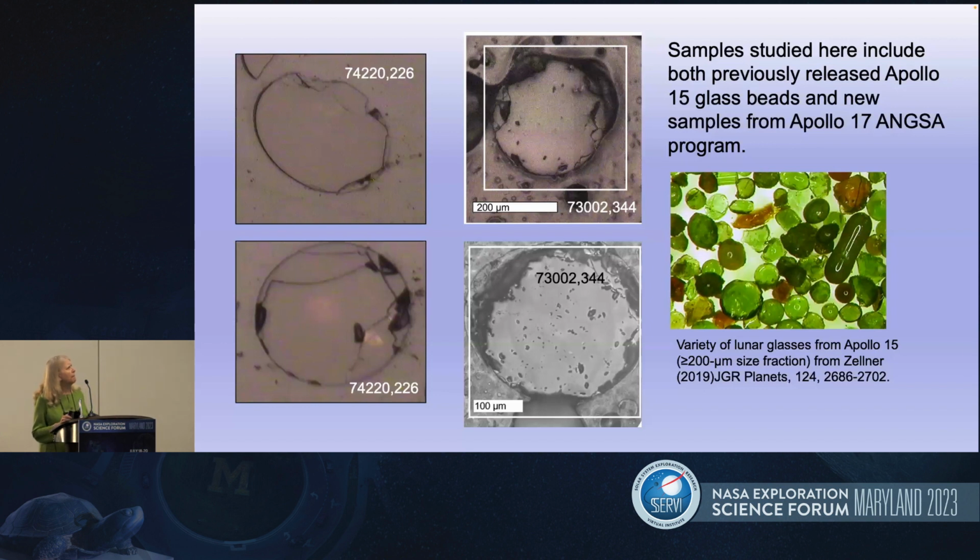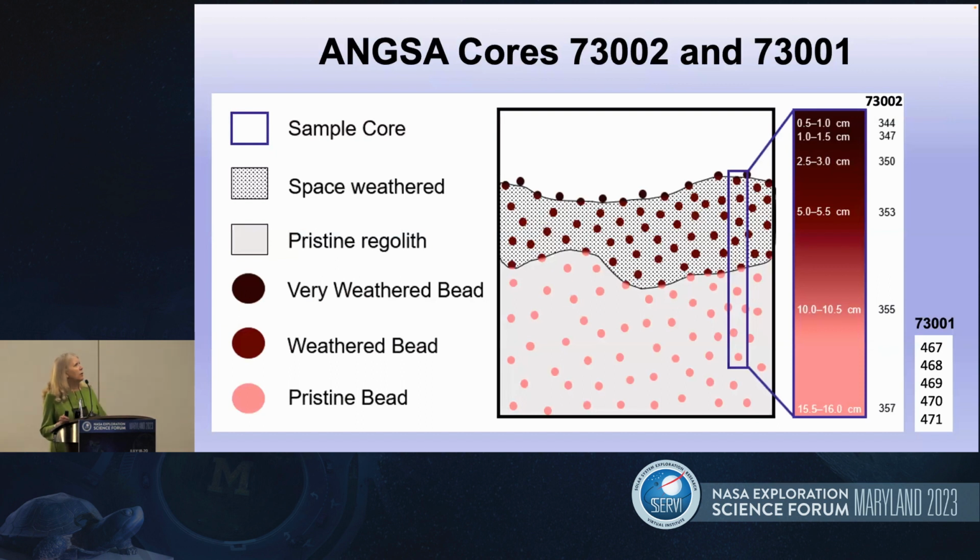So here are some examples of the sort of samples that we're studying. We've studied in the past some earlier Apollo samples, and we're fortunate now to have access both to the ANGSA-1 team samples and the ANGSA-2 team samples. As you may not be aware, the ANGSA cores are pretty cool. The ANGSA-1 cores covered two different places, 73002 and 73001, and we were fortunate to find beads in several different intervals of both of these cores.